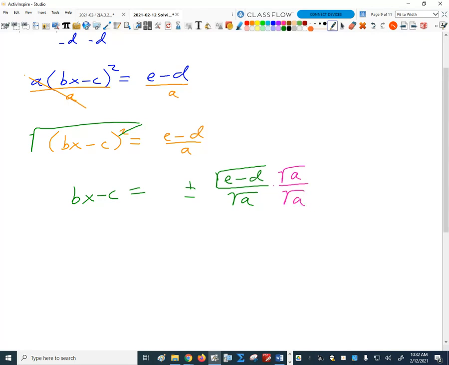Okay, so then this is going to give us plus or minus the square root of a times the square root of e minus d. If I want to, I can just make that look like that too, couldn't I, right? I could combine those into one big square root if I want to, divided by a. Okay, and then the last few steps in order, what are those going to be?